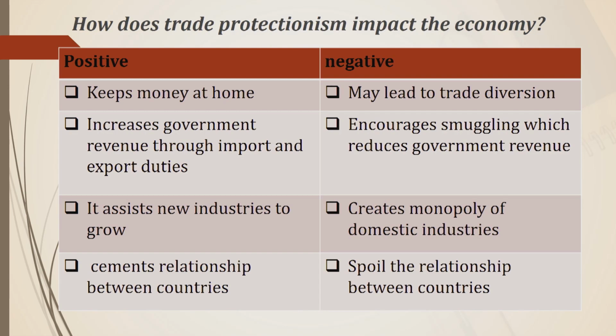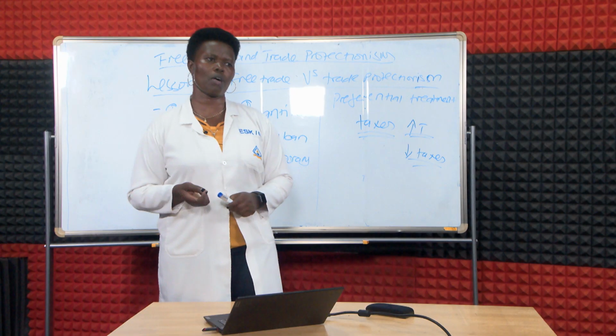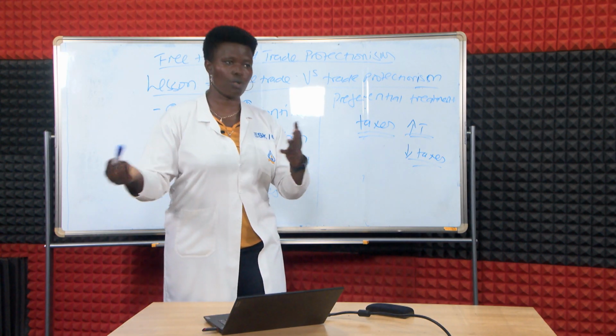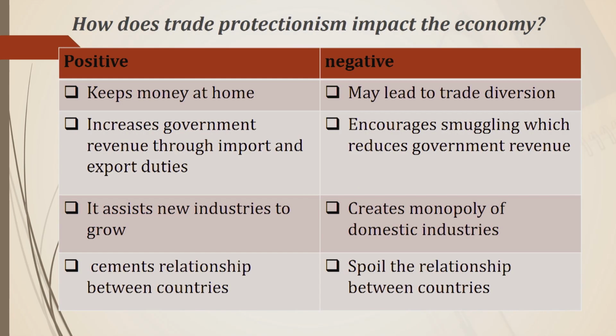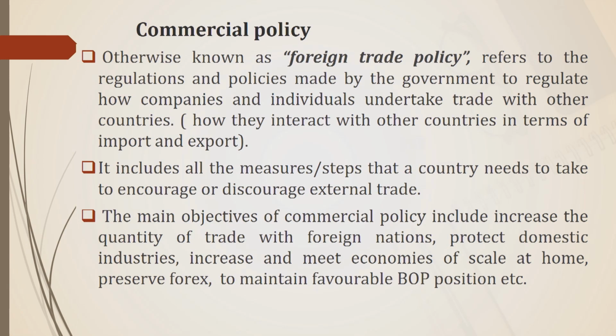At the same time, it increases government revenue through import and export duties. However, on the other side, where they impose taxes on borders, then people will start to smuggle. I think you know those other people who smuggle commodities. Fraud will be too much in the country. And it also cements the relationship between two countries, especially where you give the preferential treatment to another country. But on the other hand, it might spoil the relationship between countries where you impose high taxes on its commodities. Actually, it will result into what we call tit for tat. They retaliate actually by protecting their commodities.